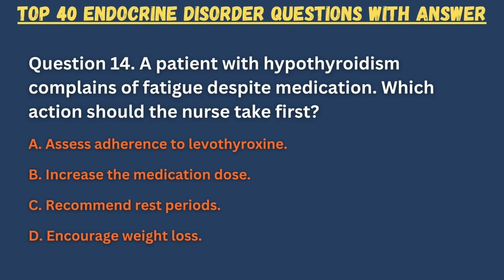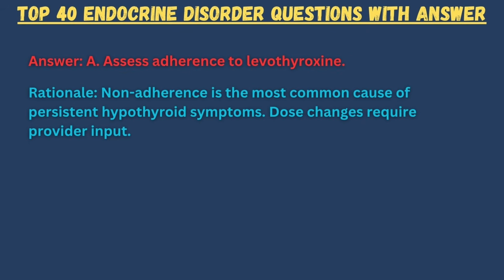A patient with hypothyroidism complains of fatigue despite medication. Which action should the nurse take first? A. Assess adherence to levothyroxine. B. Increase the medication dose. C. Recommend rest periods. D. Encourage weight loss. Answer: A. Assess adherence to levothyroxine. Rationale: non-adherence is the most common cause of persistent hypothyroid symptoms. Dose changes require provider input.